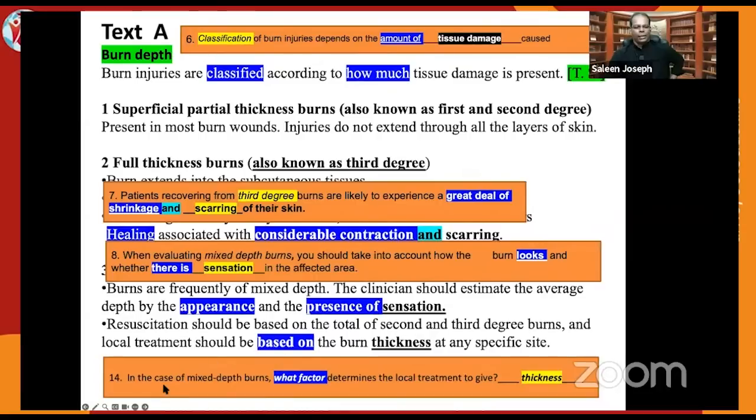Next one, 14th one. In the case of mixed depth burns, what factor determines the local treatment to give? What factor? Based on, synonymous expression. Okay, local treatment should be based on the burn thickness. Yes. Is that cool? Yes, sir. Yes, Father. So you see the beauty of the synonyms.